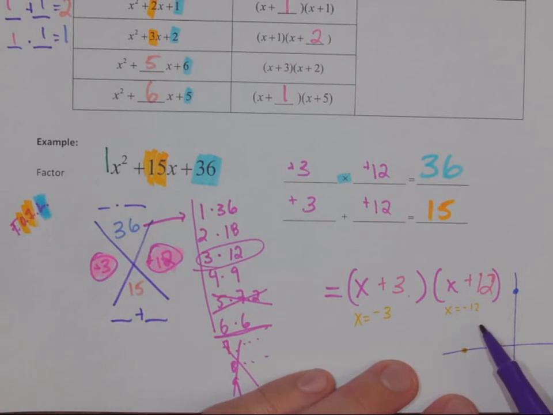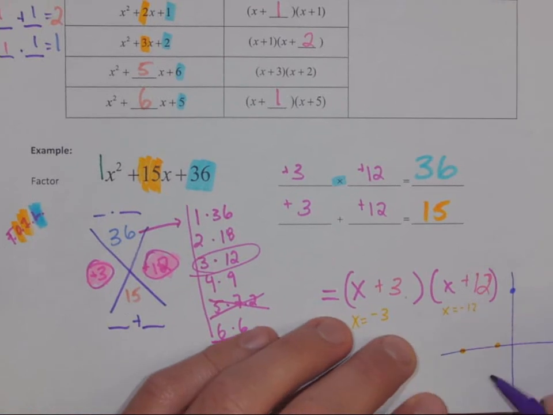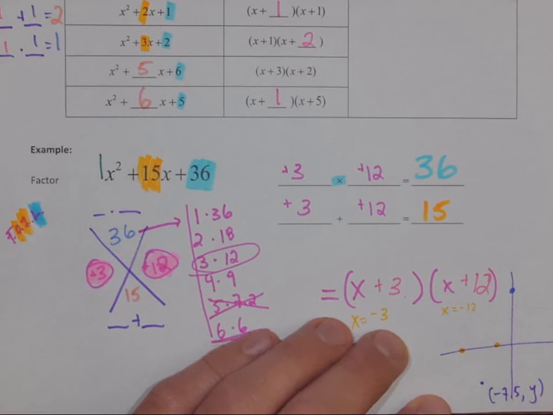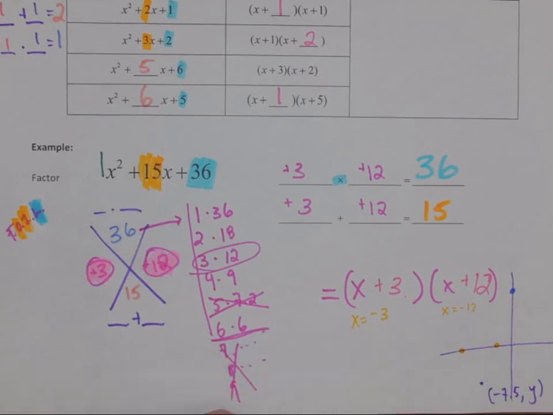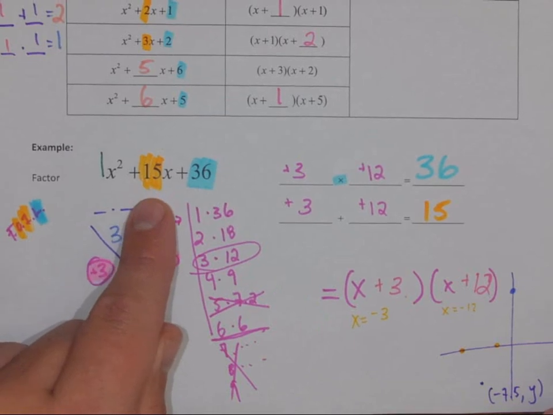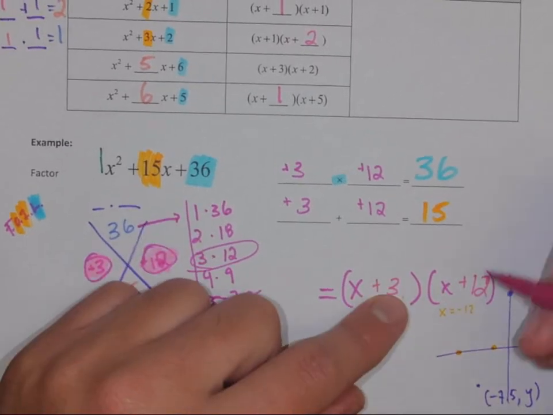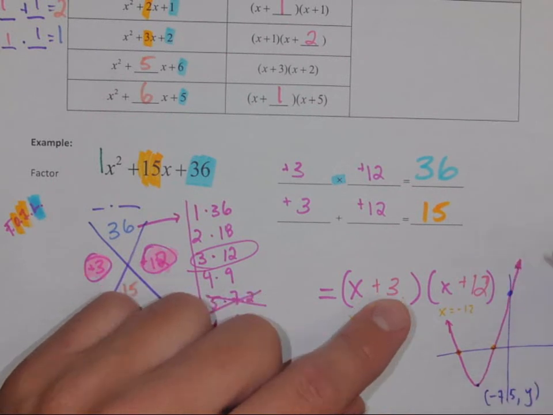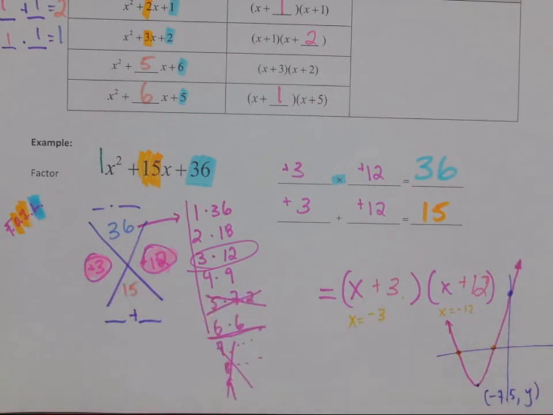Negative 15 divided by 2 is negative 7.5. So we know that this value is negative 7.5, and we just don't know how high or how low the y value is, but we could sub in x equals negative 7.5 in here to solve. And then we'd have our parabola, a nice gentle curve opening up. And that's how we would apply it.